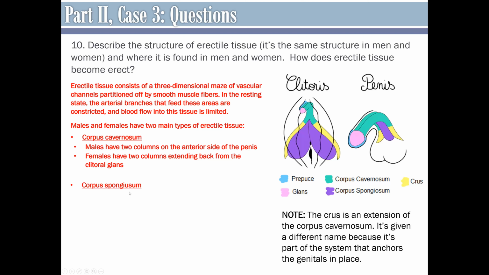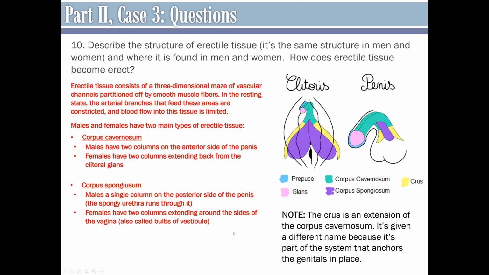Then we have the corpus spongiosum, which is colored in these 2 images in purple. And males have a single column on the posterior side of the penis, and this is the portion where the spongy urethra passes through. So it's called the spongy urethra because it's passing through the corpus spongiosum. And females have 2 columns that extend around and wrap around the 2 sides of the vagina, and these are also called bulbs of the vestibule. Both sexes also have some expanded corpus spongiosum that makes up the glans, which is shown in pink in this image.